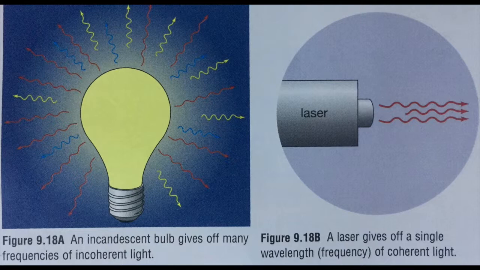Let's look at 9.18a. An incandescent bulb gives off many frequencies of incoherent light. Figure 9.18b, a laser gives off a single wavelength or frequency of coherent light. In addition, all the waves line up to work together. Such light is called coherent.